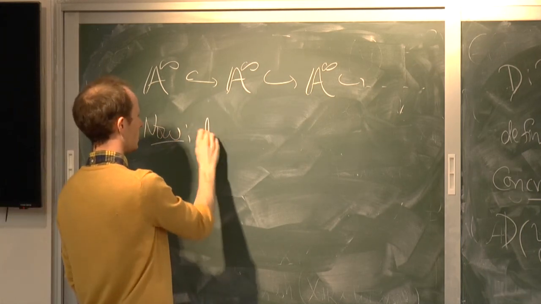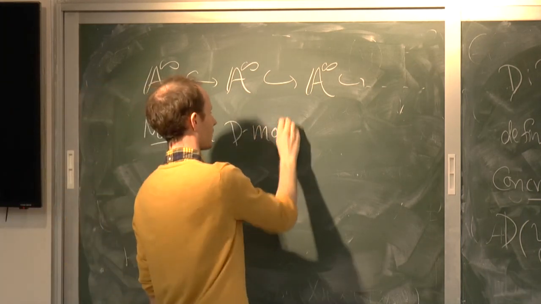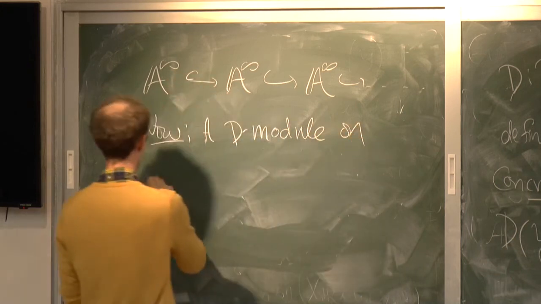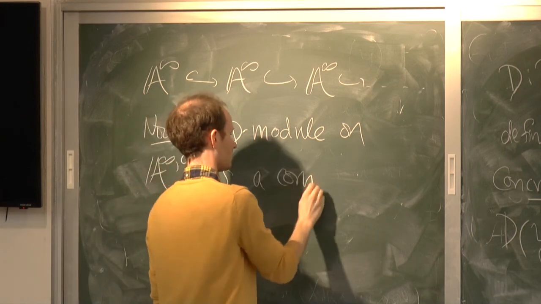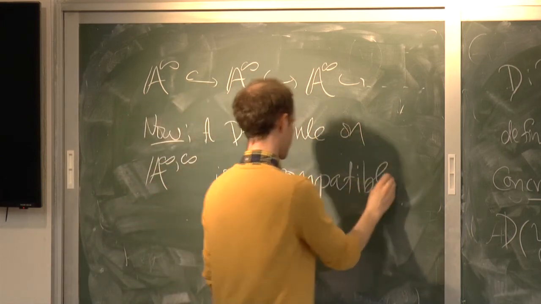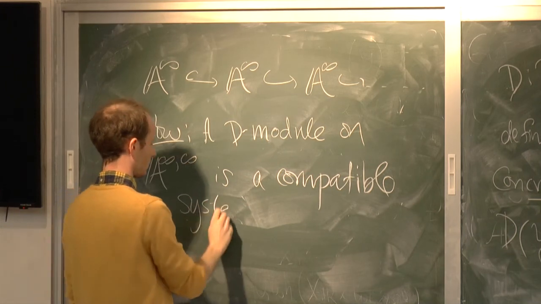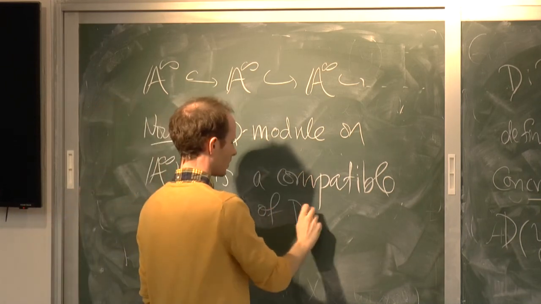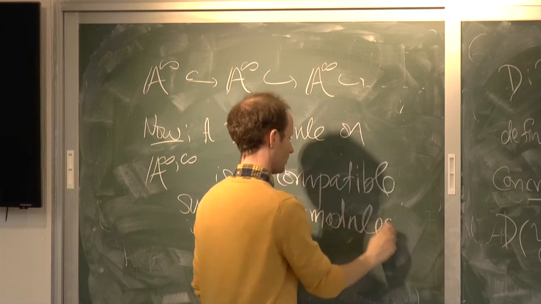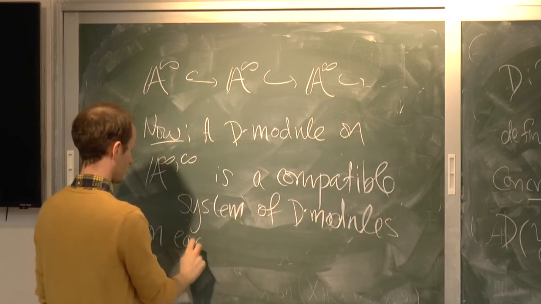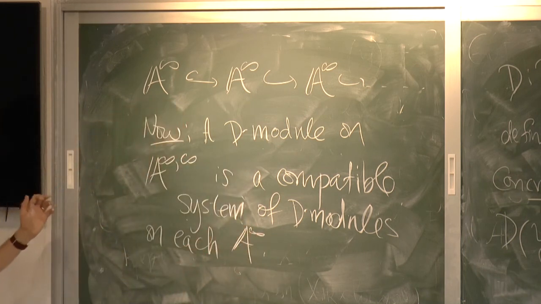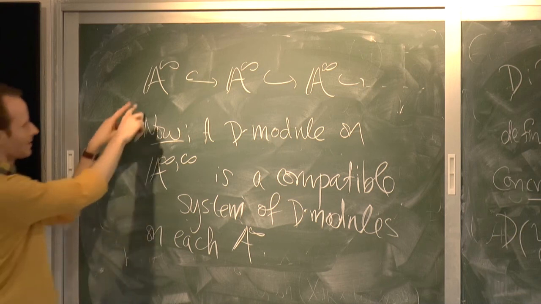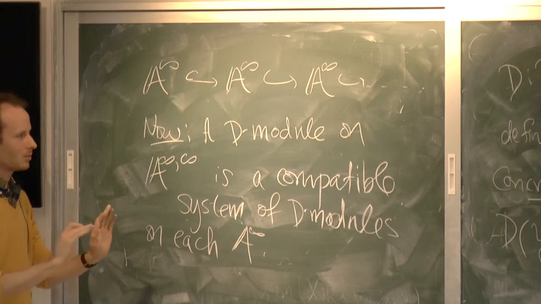a D-module on A infinity comma infinity is a compatible system of D-modules on each one of these spaces, where the notation maybe is kind of bad, but well, I could give these indices and think about what's going on.